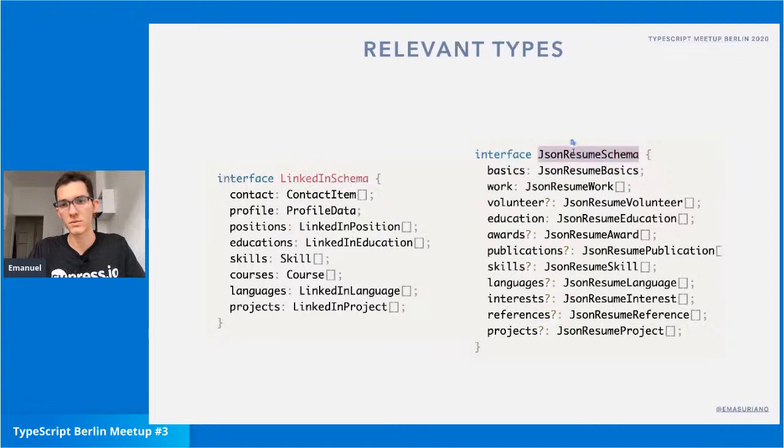And this is the JSON resume schema. And as you can see, it's different. It has some similarities. For example, languages here is optional, and here languages for some reason is required. It will always return a language. But one thing is, this language here is LinkedIn language, and here is JSON resume language. That means that the types or the structure of the language values differ.